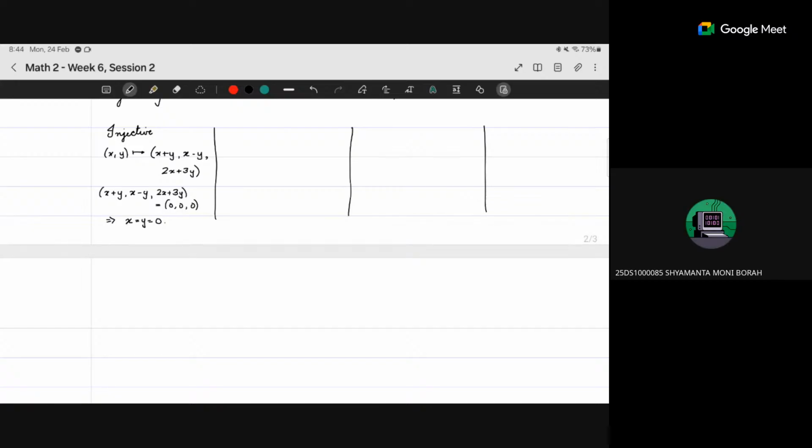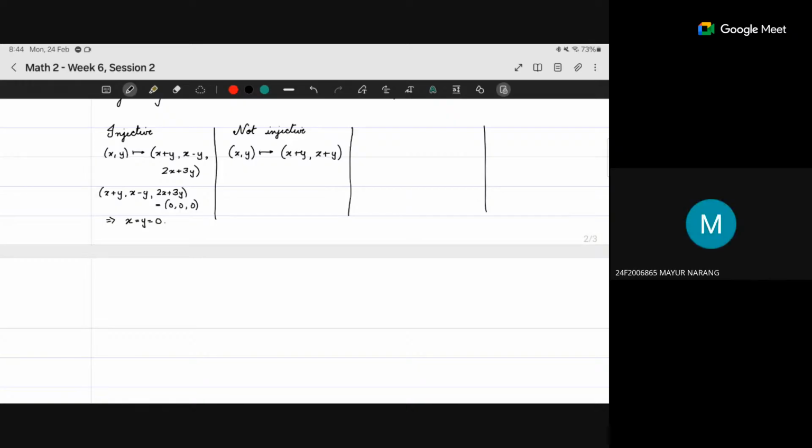So this is injective. So let's take an example of something that is not injective. Say x plus y. So I have already said that this is not injective. Can someone give me an argument for why this is not injective?